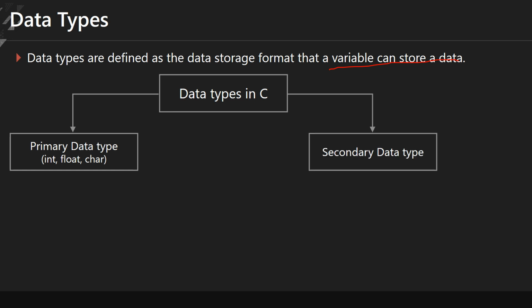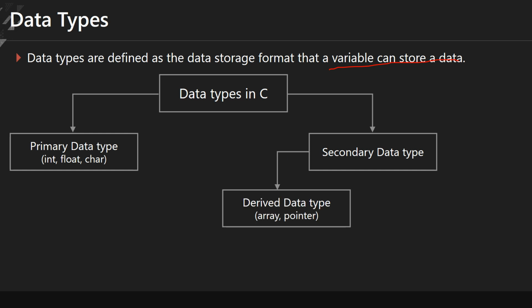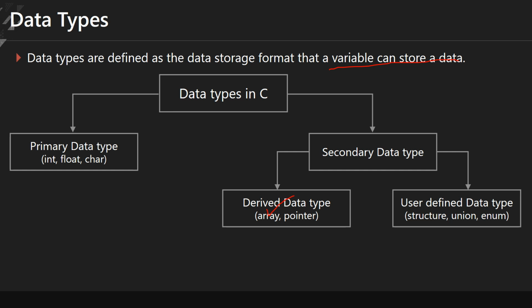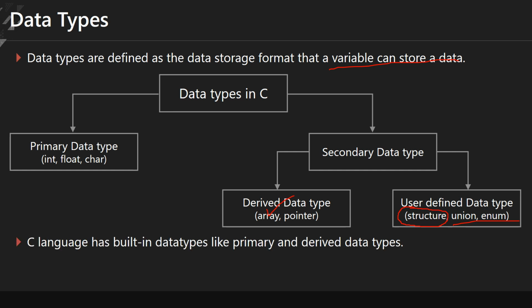Secondary data types will be divided into two types: derived data types, in which we have already seen array and pointers in many applications, and lastly in secondary data types, user defined data types. In this, one of the most important user defined data types is a structure. Along with that, we have two other data types called union and enum. We'll see those later. First we will discuss the structure data type.